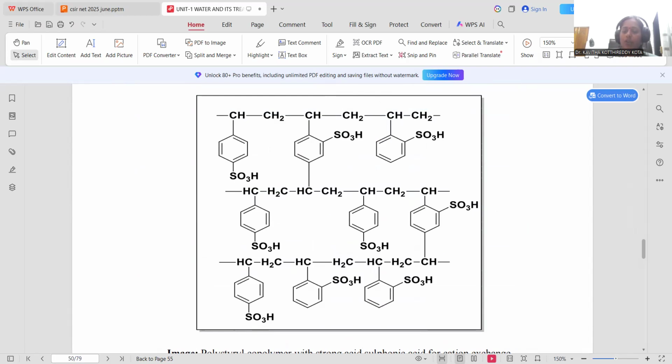Hopefully, you understood the concept very well, and these kinds of things are very important for engineering chemistry as well.